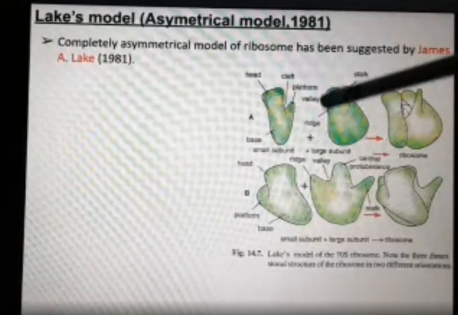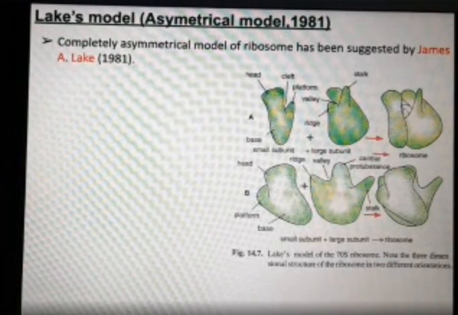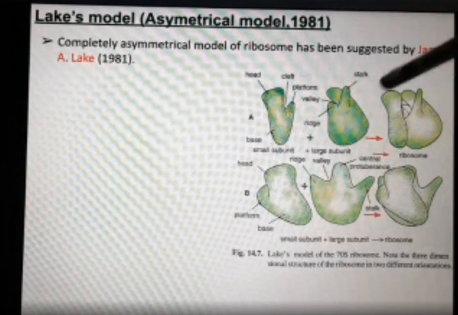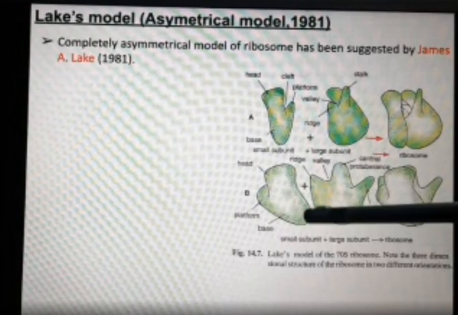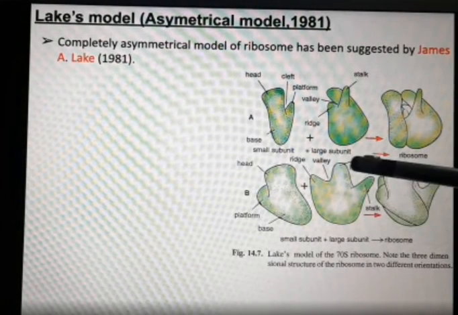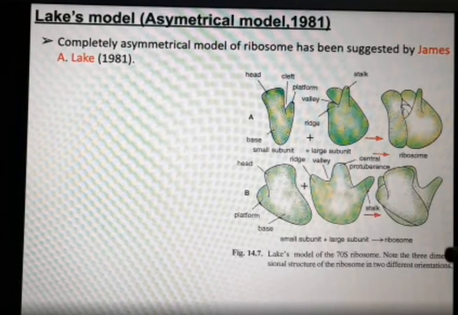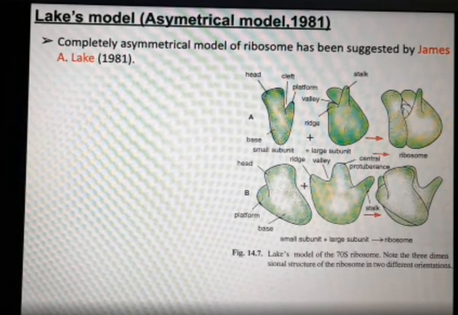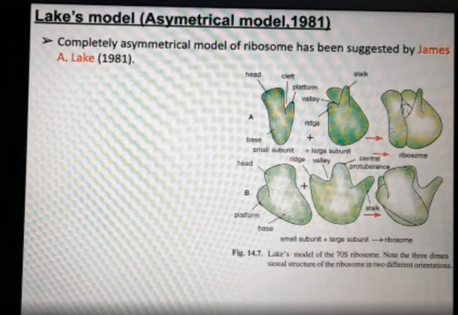Again, the smaller subunit and the larger subunit were joined together and formed a structure like that. Similarly, in the B form, the head is there, the valley is there, on both sides the ridge is there, and the central protuberance is there. When they join together, they form this kind of structure. The smaller subunit and the larger subunit were joined and formed the ribosome.